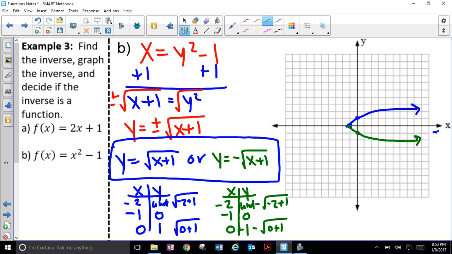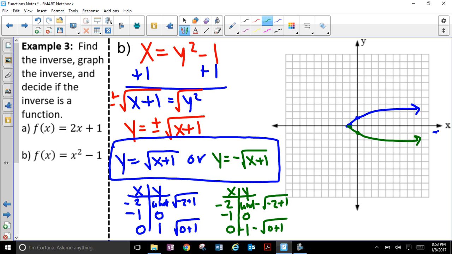But if you were just to graph the blue, would it be a function? If I ignored this green and I just looked at the blue, would that be a function? Yes, the blue by itself is a function because it would pass the vertical line test. Same is true with green. If you didn't have the blue one on the graph and you just graphed the green one, that would pass the vertical line test. But together, these do not make a function.